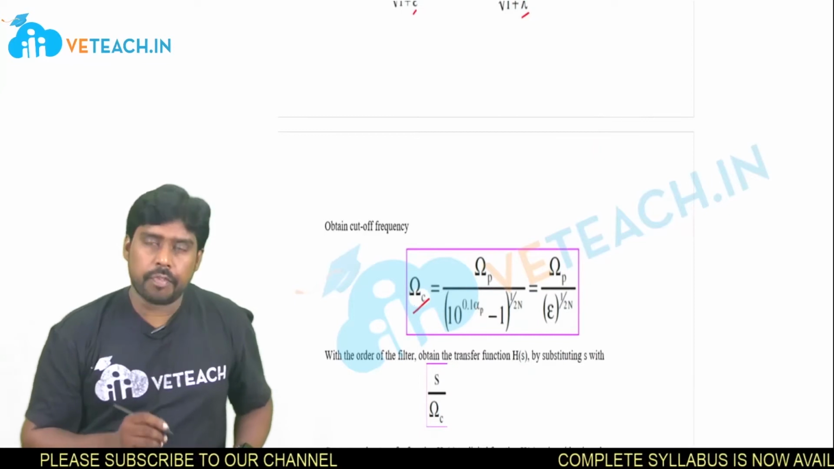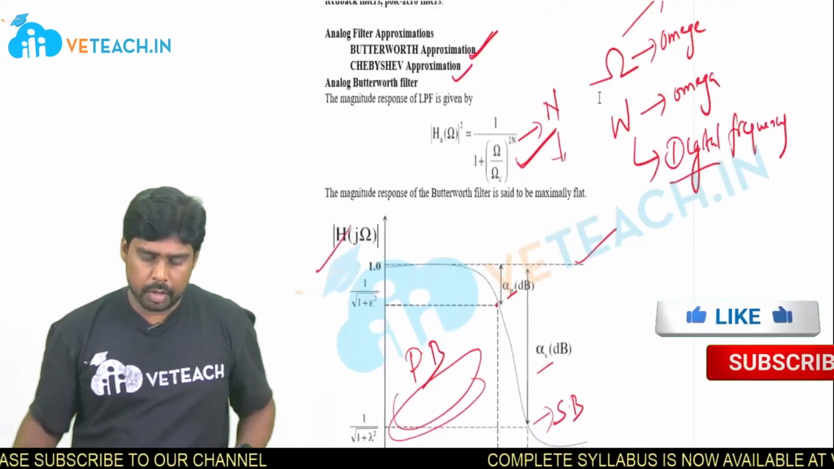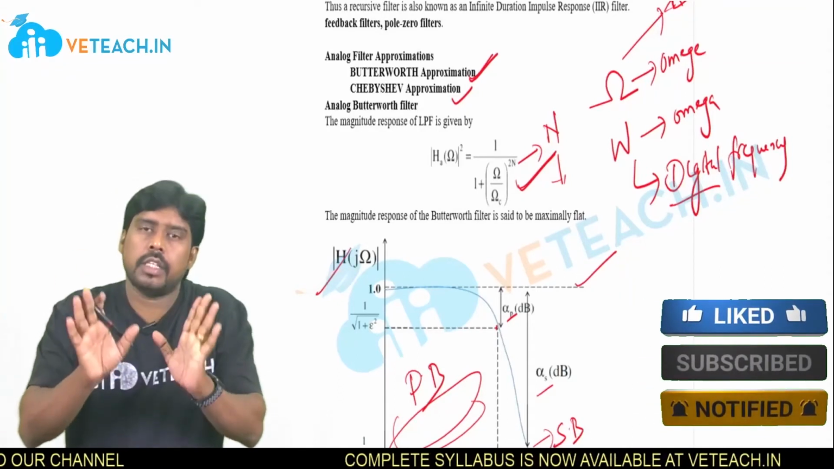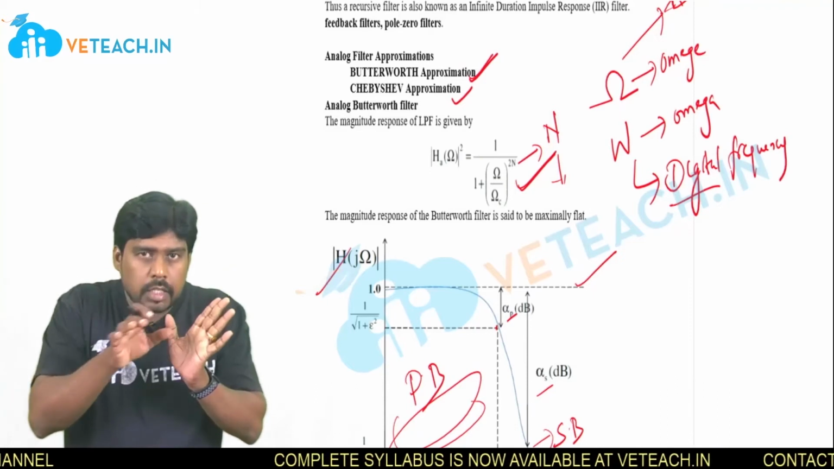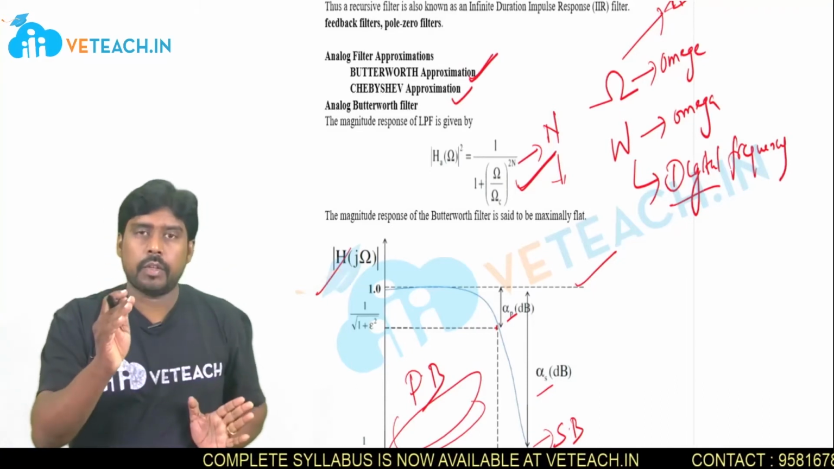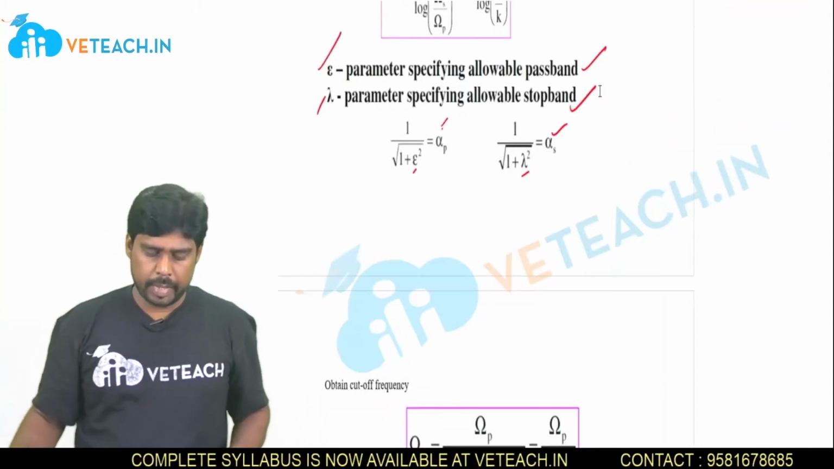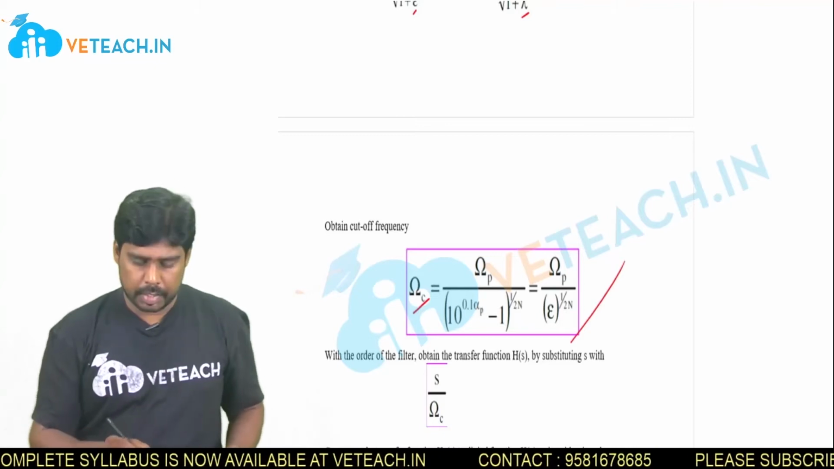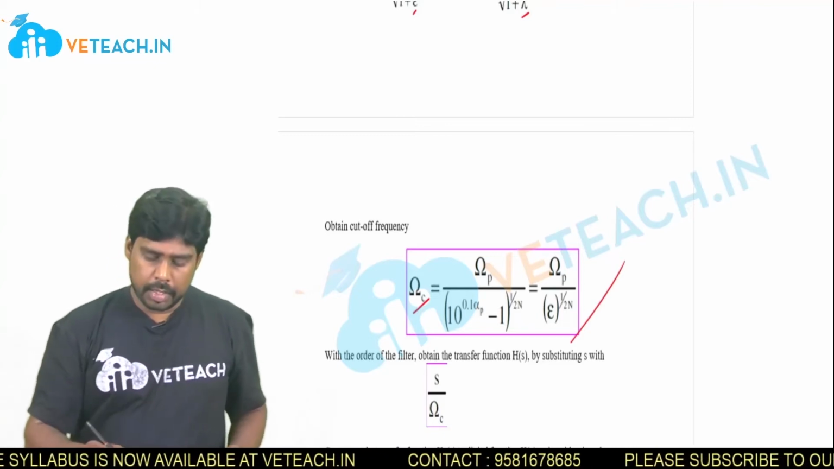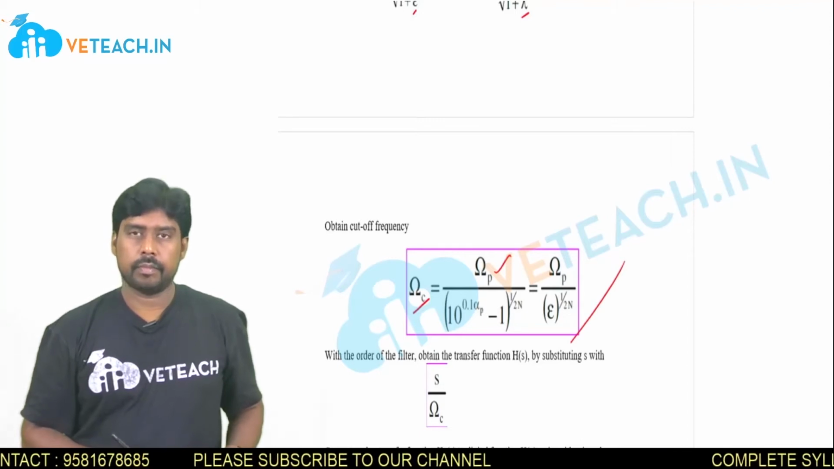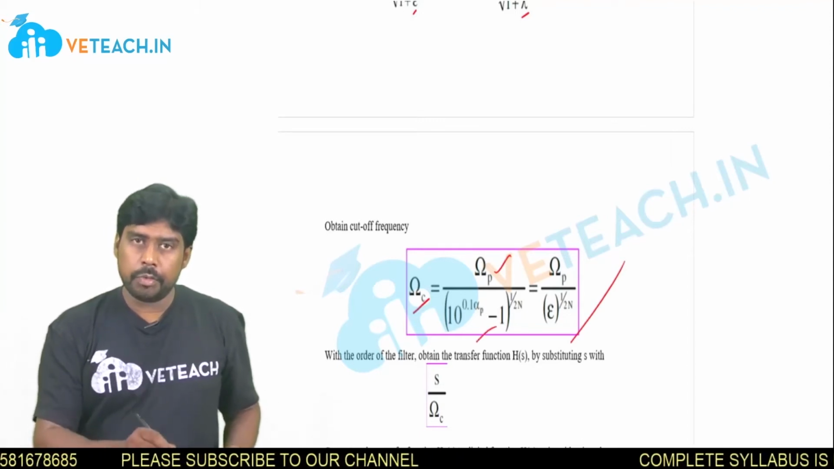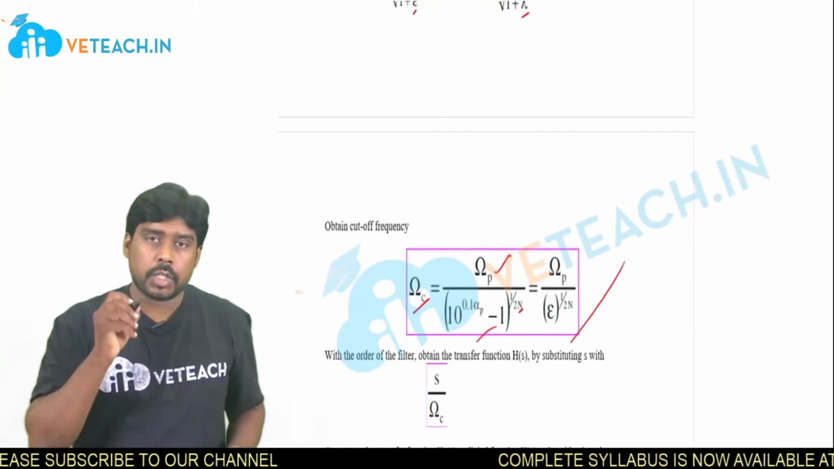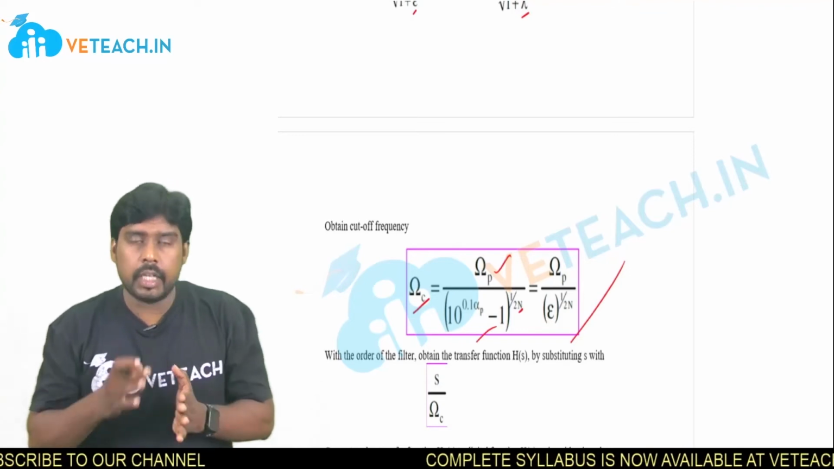Then omega suffix c, in this formula also we have that, omega by omega c. Omega is analog frequency and omega c is also analog frequency. Since c is there in suffix, you call that one as cutoff frequency. Omega c is cutoff frequency, and the formula for determining the cutoff frequency is clearly mentioned here, either pass band frequency or stop band frequency. And if you want to determine the cutoff frequency, you should know about this capital N value, that is the order of the filter. That's why this is interdependent.